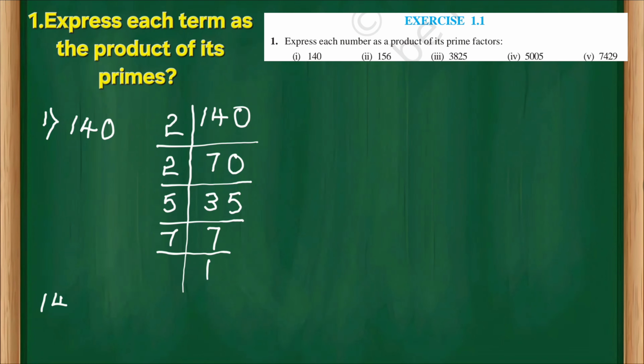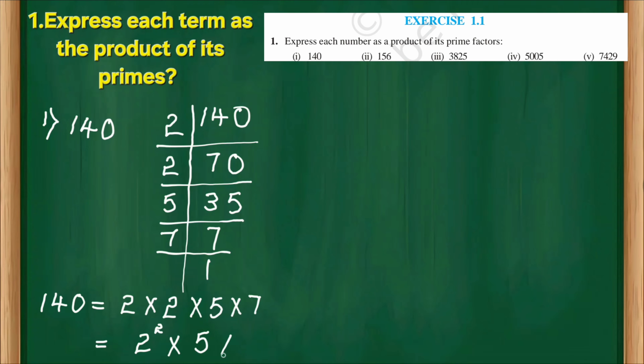So the product of the prime numbers for the question 140 is: 140 is equal to 2 into 2 into 5 into 7. So only we have to use the prime numbers for dividing. So it can also be written as 2 square into 5 into 7. So this is the answer for the question.